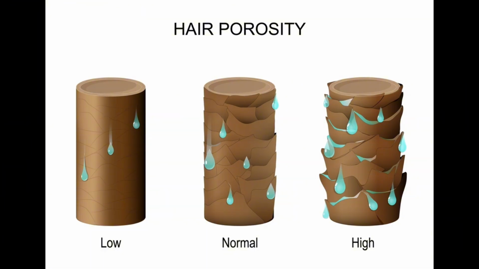There are three different hair porosities. We have low porosity. As you can see in the image, the cuticles are tightly bound, they're very close together. In medium porosity, we have them more separated but not a lot. And then in high porosity, we have them more widely spaced.